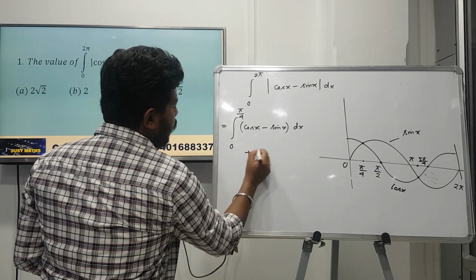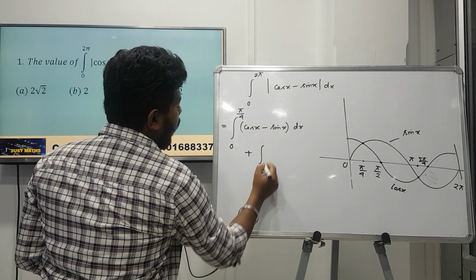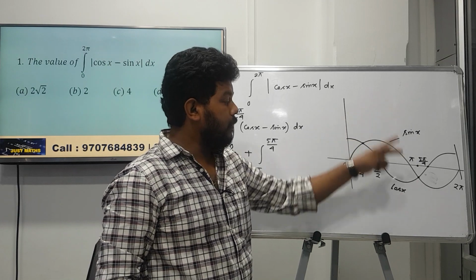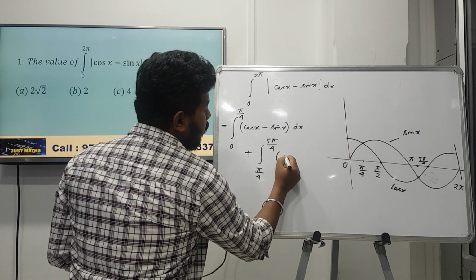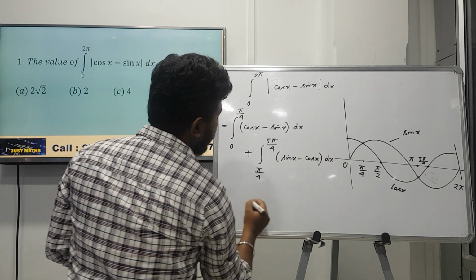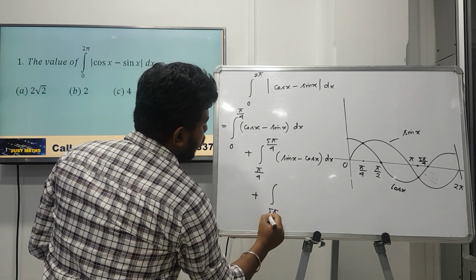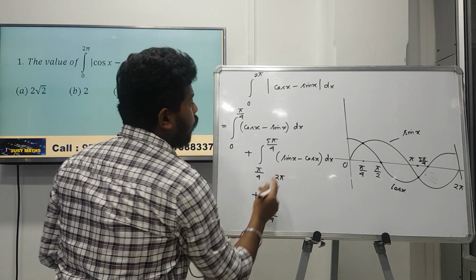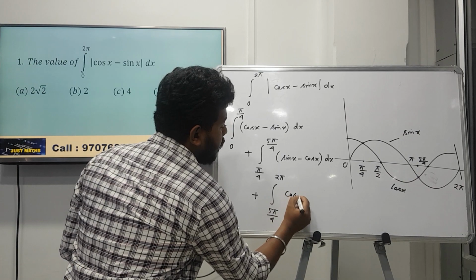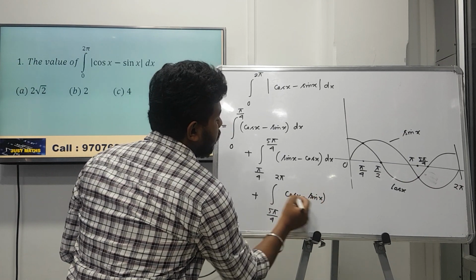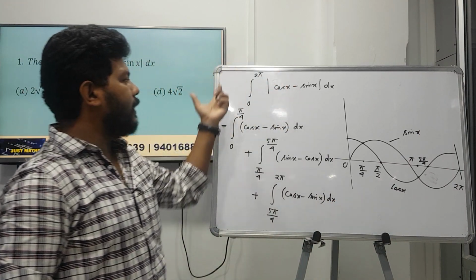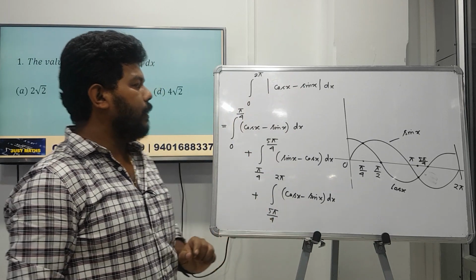Again, from π/4 to 5π/4, the magnitude of sin x is larger than cos x. Hence, if I remove mod, it will be sin x minus cos x. And lastly, in the interval 5π/4 to 2π, the value of cos x is again larger than sin x. Therefore, it will be cos x minus sin x dx. So, we broke this integral into 3 different integrals.